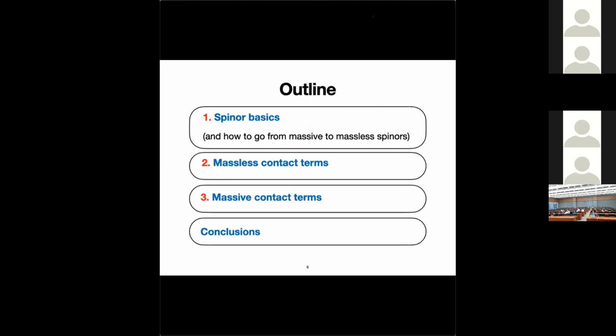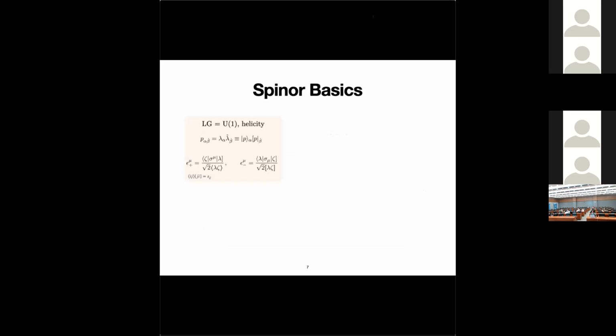So the plan is pretty simple. I will just give a quick spinor review and talk about the difference between the massive and massless spinors. And then next I'm going to talk about the massless contact terms, move to the massive case, and end up with some conclusions.